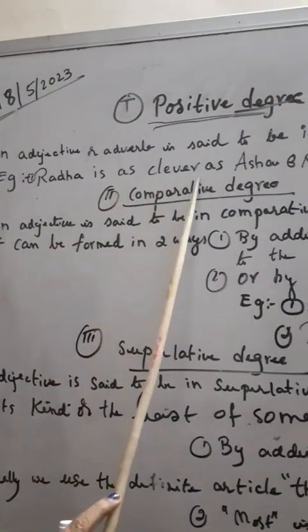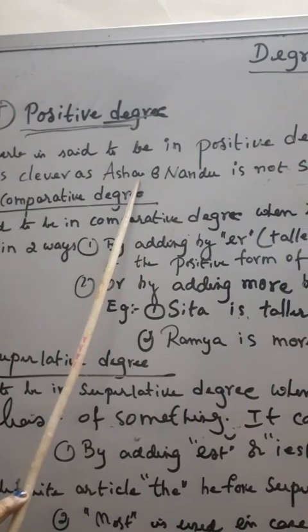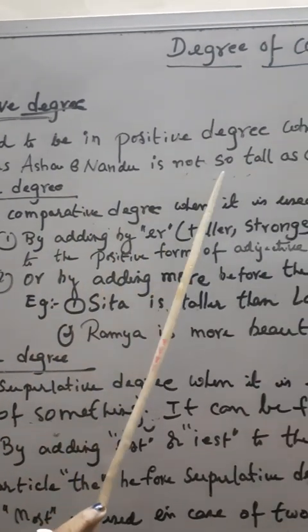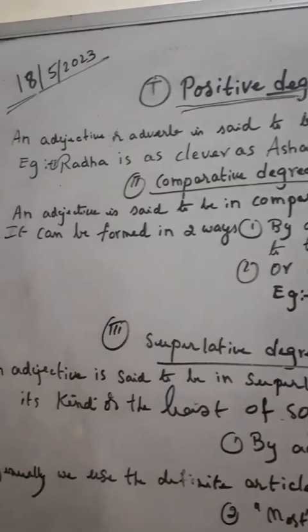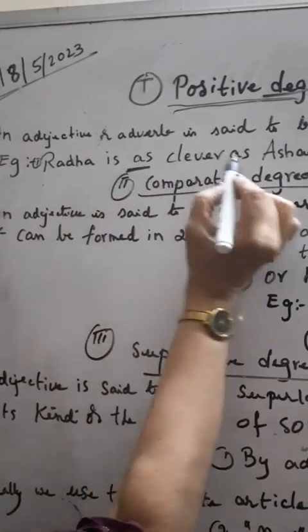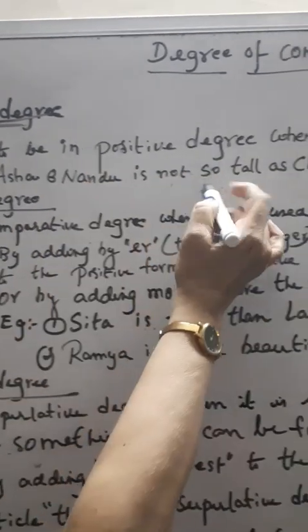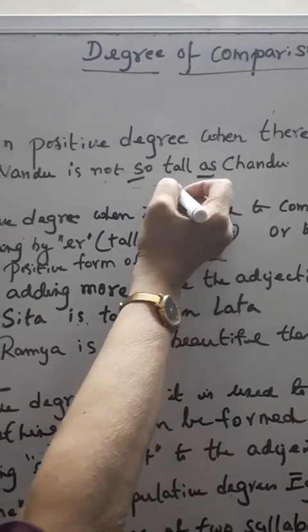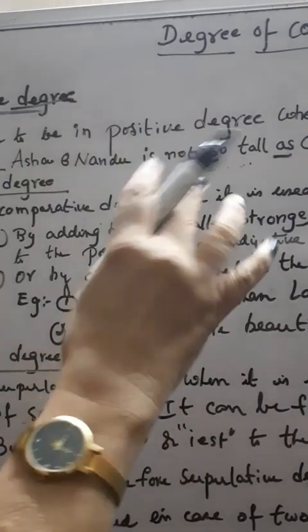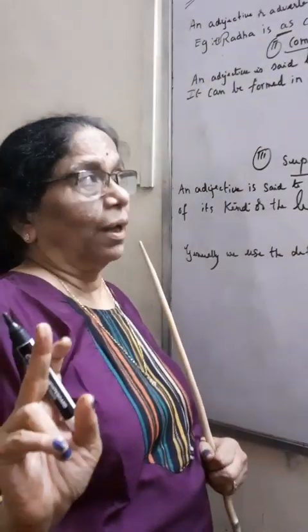Radha is as clever as Asha. Nandu is not so tall as Chandu. Now see, when the sentence is in affirmative, we use as dash as. And when the sentence is in negative, we use so dash as. Even if you use as tall as, the sentence is not wrong. That you should remember.